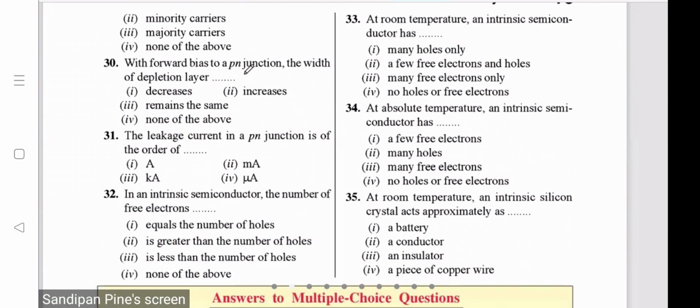With forward bias to a PN junction, the width of the depletion layer, we know in forward bias, the width will be reduced. So it will decrease. The leakage current in a PN junction means reverse current. It is in the microampere range. So the answer is: forward current is in milliampere, reverse current is in microampere. So the microampere option is right.